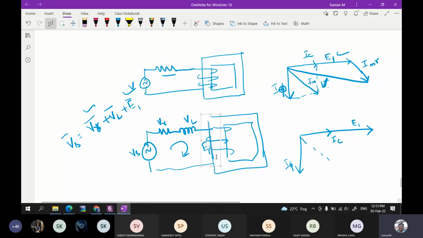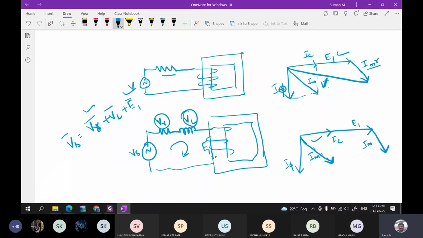So our I magnetization current, that is the resultant current, was here. So now we are having two components. One is the voltage across the resistor, and another one is the voltage across the inductor. Now when you are drawing the, am I audible? Yes, sir. So the voltage across the resistor will be in phase with the current. So you draw it parallelly, so that we have already done.